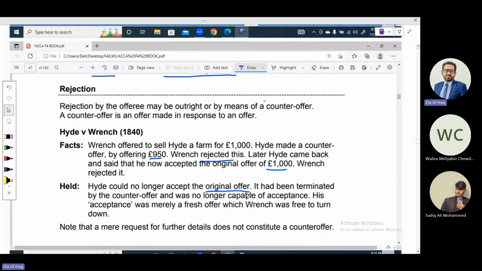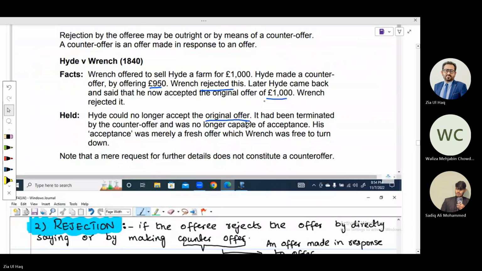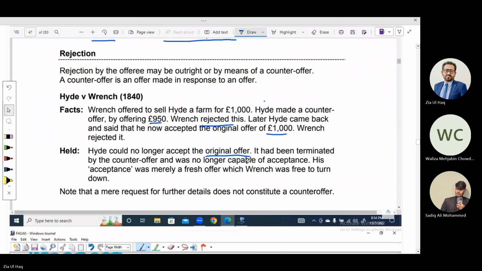Let's discuss a case, Hyde versus Wrench. Wrench offered to sell Hyde a farm for 1000. So Wrench is the offerer, Hyde is the offeree. Hyde made a counter offer by offering 950. I want to buy at 950. This means the first 1000 offer was rejected.